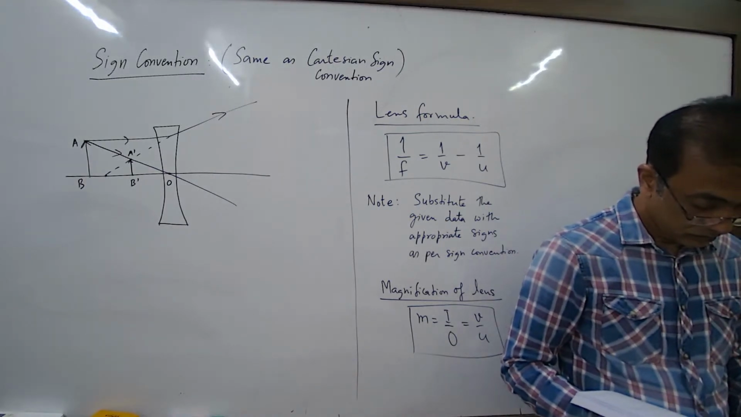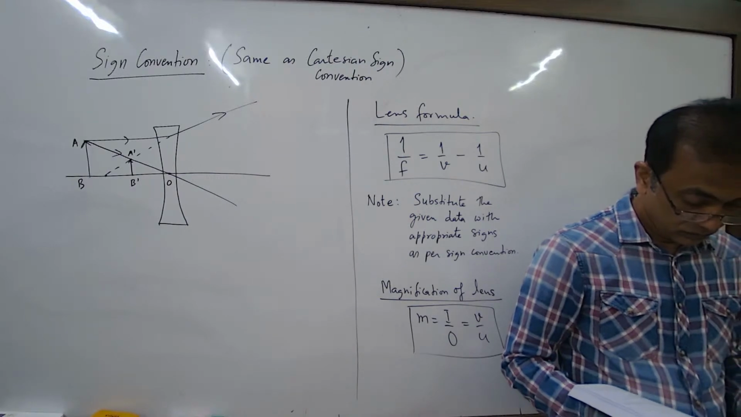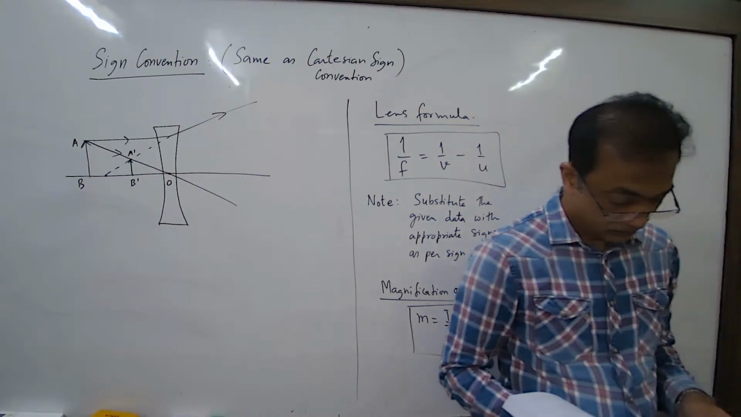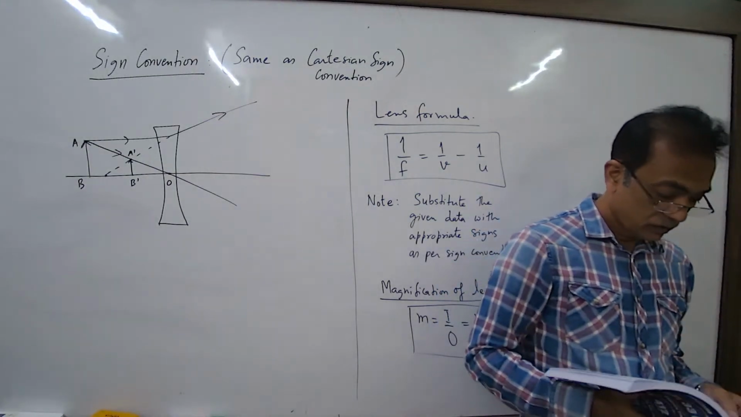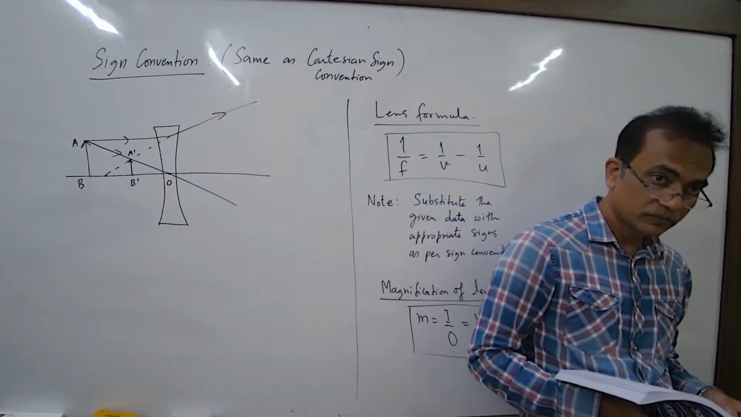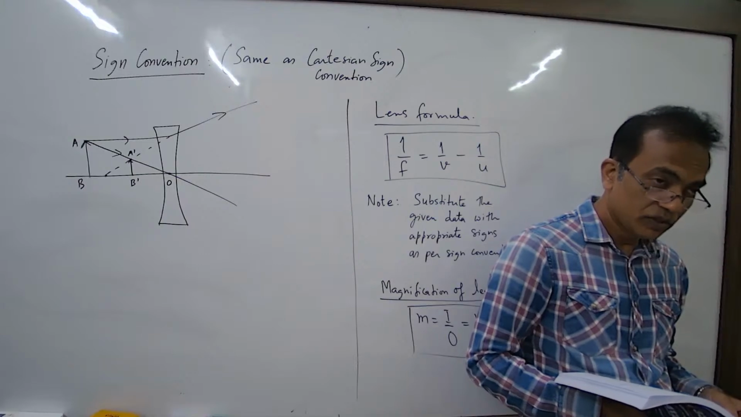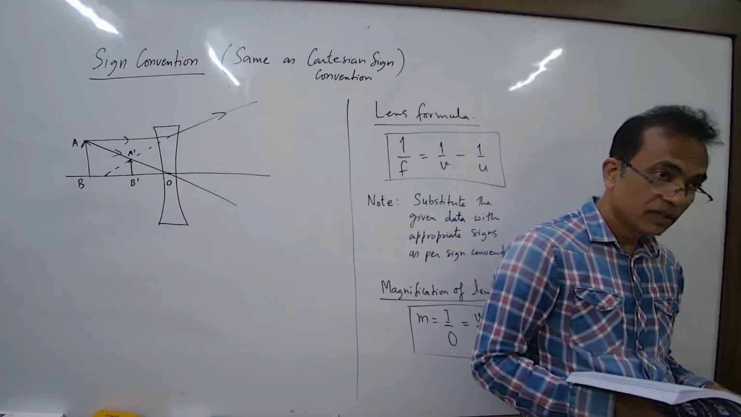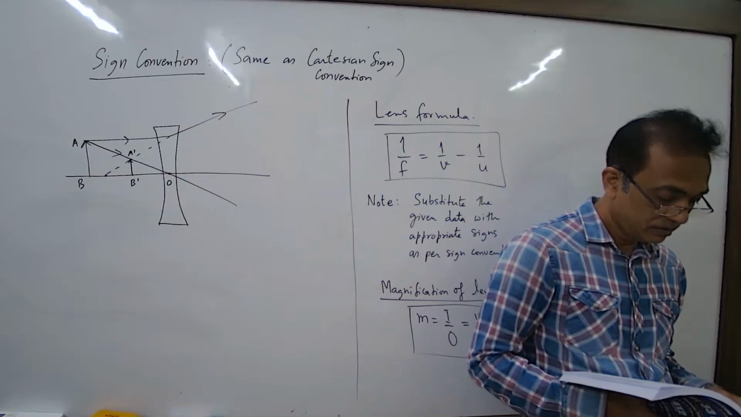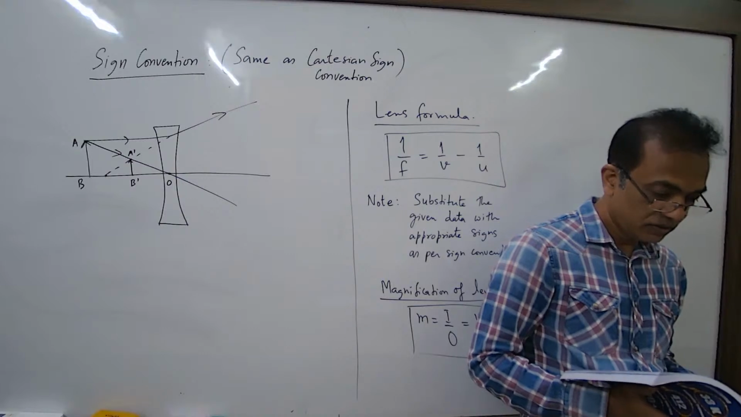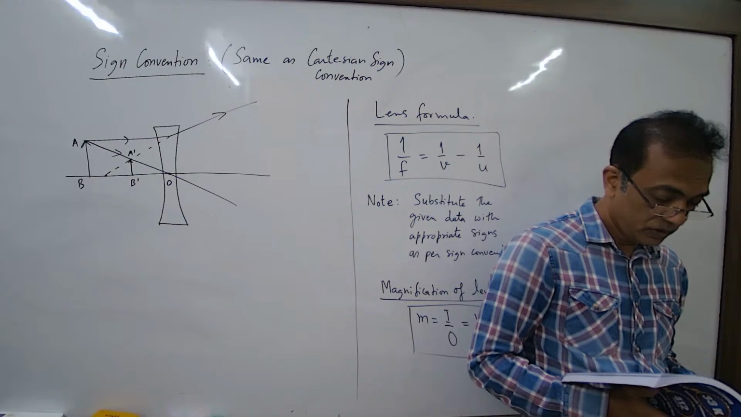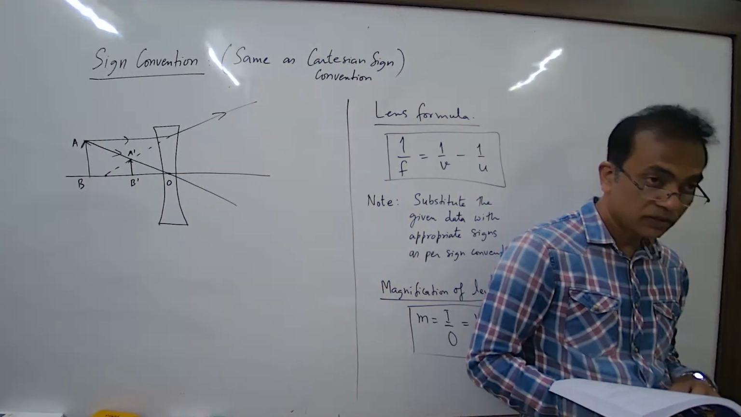Where must an object be placed in front of a convex lens so that the image formed may be at infinity? So where is the object kept for the image at infinity? At focus. Yes, sir. When the object is at F, the image is at infinity. Now, same size as the object, it is the same as question 6. 2F.